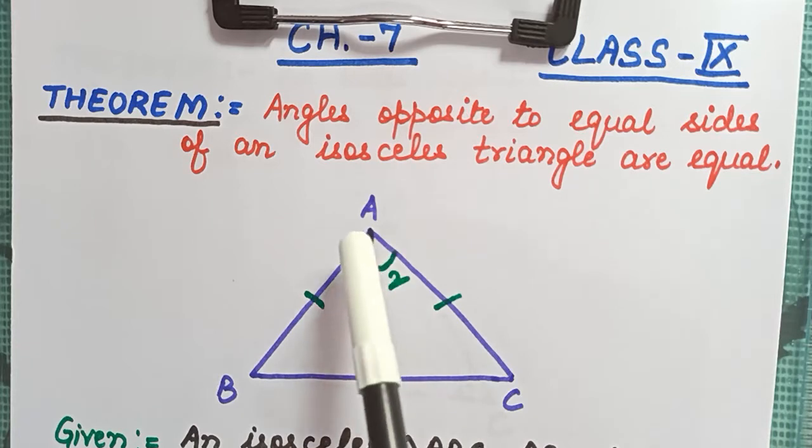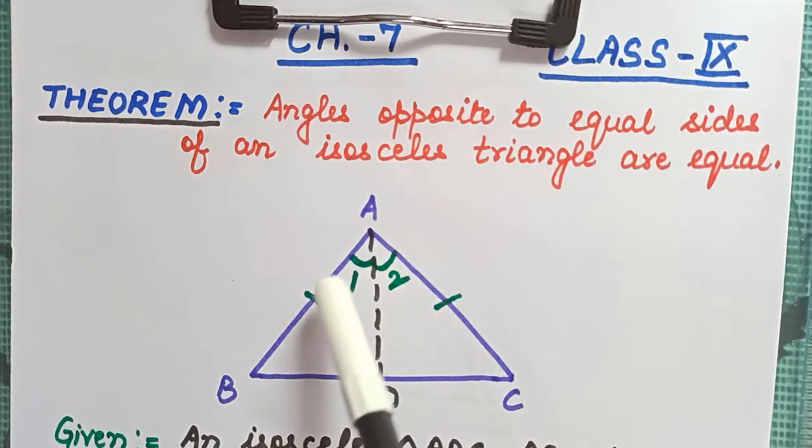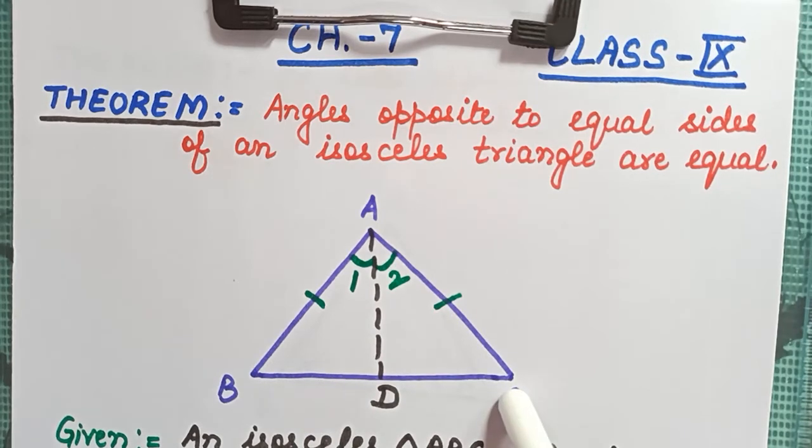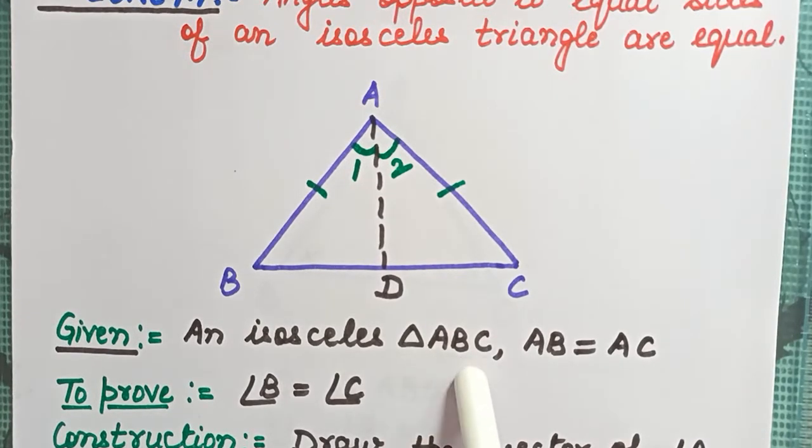So first of all, I have written the theorem. Then draw a figure. You need to draw a figure with pencil and scale only. Beta, you have to draw it with pencil and scale. Now we are given that there is an isosceles triangle ABC in which AB and AC are equal, and we want to prove that angle B and angle C are equal.